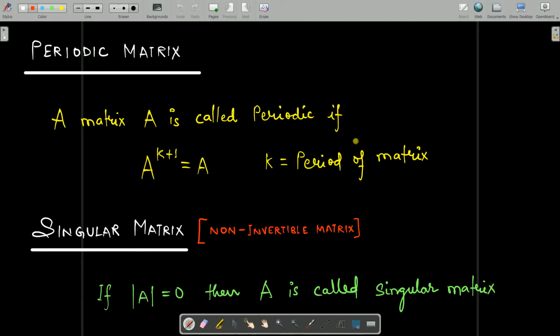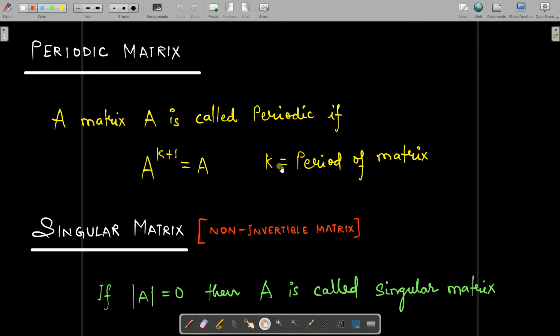Periodic matrix. A matrix A is called a periodic matrix if A to the power of k plus 1 becomes equal to the original matrix A, where k is called the period of the matrix. So let's say if you are writing A to the power of 4 plus 1 is equal to A. So in that case, the period will be 4.